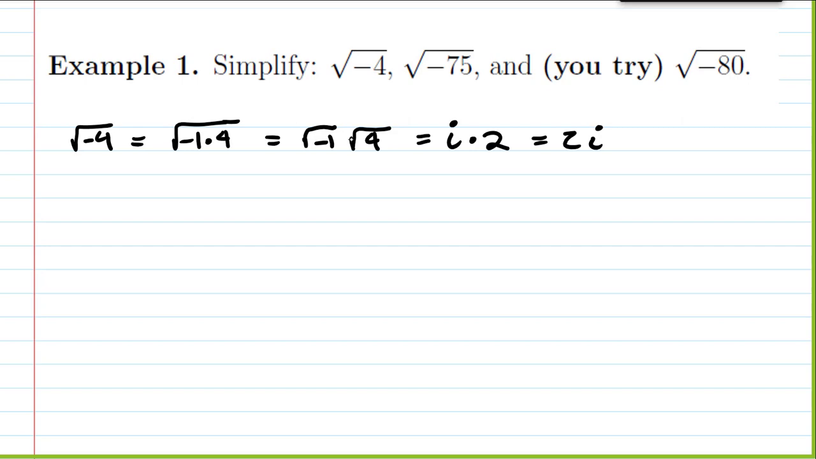So that is the very long, verbose way to do all of this. But at the end of the day, if you have a negative under the radical, what's going to happen is that you will just get an i on the outside.